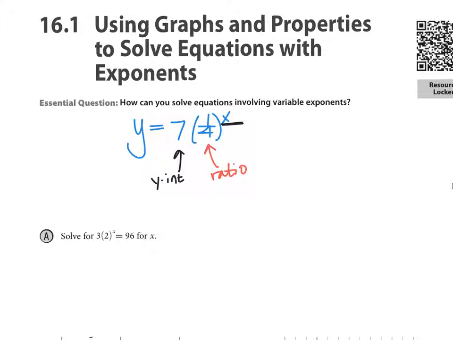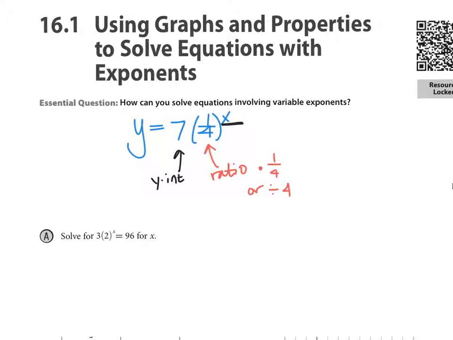So, for instance, this is an example of either multiplying by 1/4 or dividing by 4. Those both mean the same thing. And if you don't believe me, you can take your calculator and pick a number and multiply it by 1/4 or divide by 4, and you will get the exact same thing.